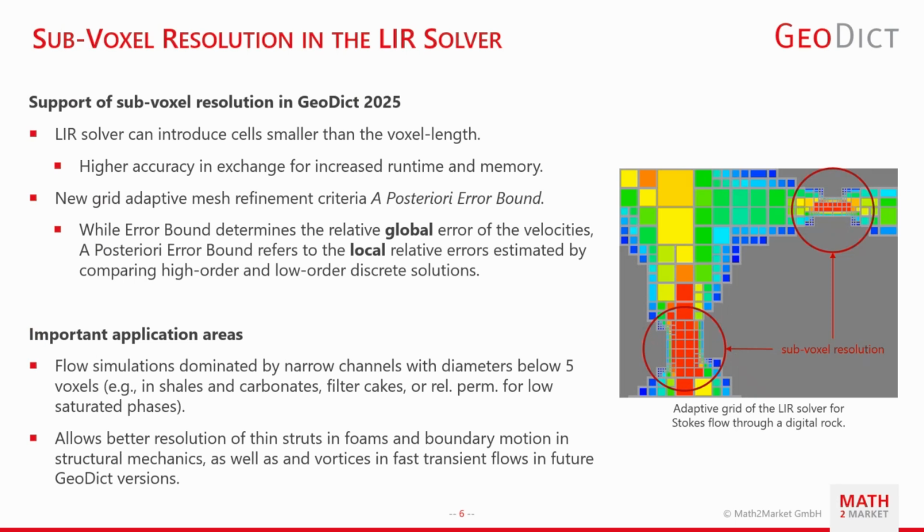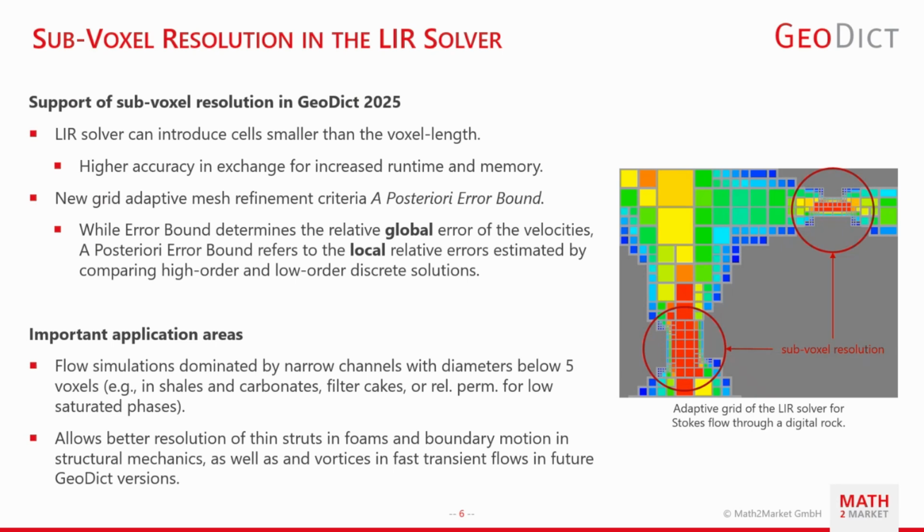So now, as you can see in the image, it is possible that the solver can introduce cells smaller than the voxel length automatically. So you can exchange runtime and memory for higher accuracy. But this feature alone is not sufficient, because the solver has to know where to introduce new cells and where to use the sub-voxel feature.